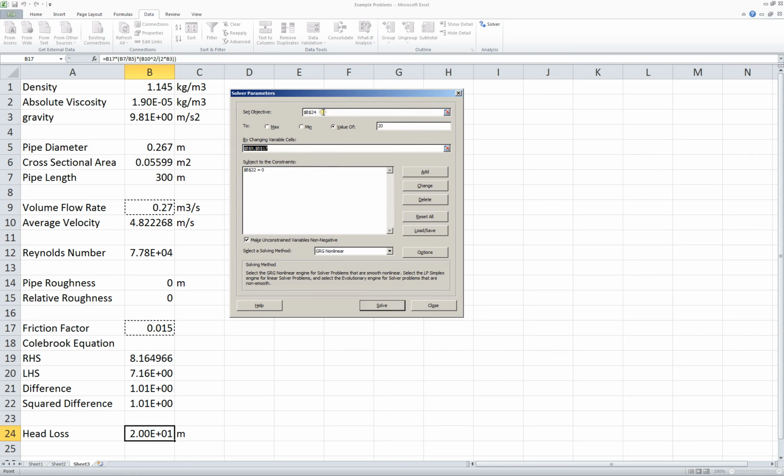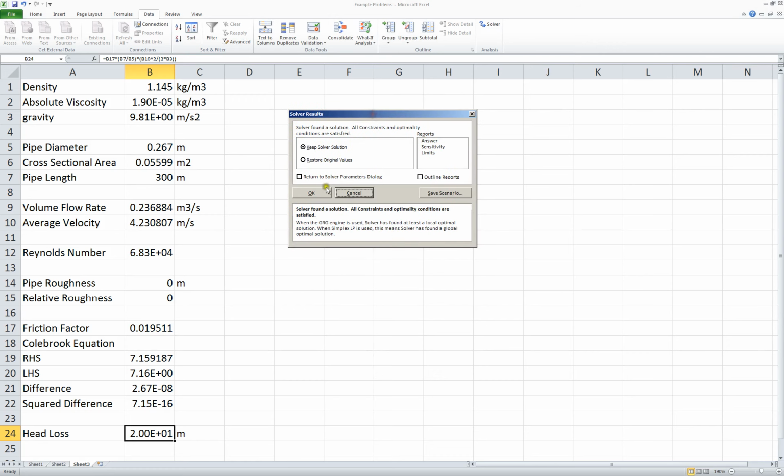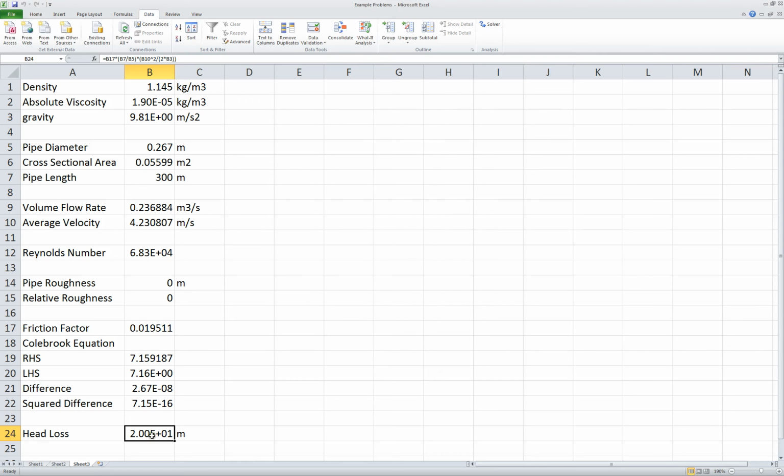So I have my objective, the variables that the Solver tool is allowed to change, as well as constraining the Colebrook equation to work out. Both the right-hand side and the left-hand side must have the same value. So now that I have all of those entered, I should click Solve, and it says Solver found a solution. The solution gives me a head loss of 20 meters. It satisfies the Colebrook equation because the square difference is very, very tiny here.